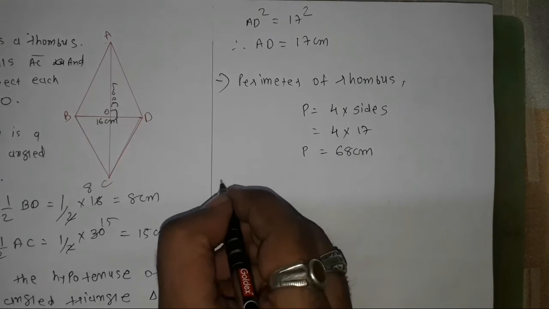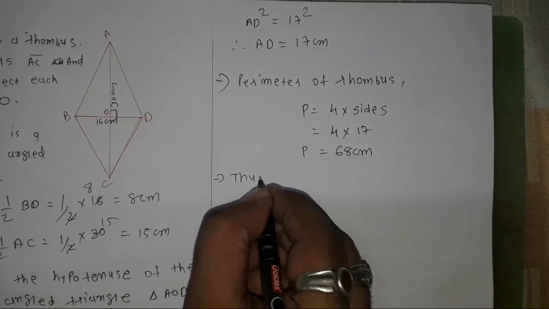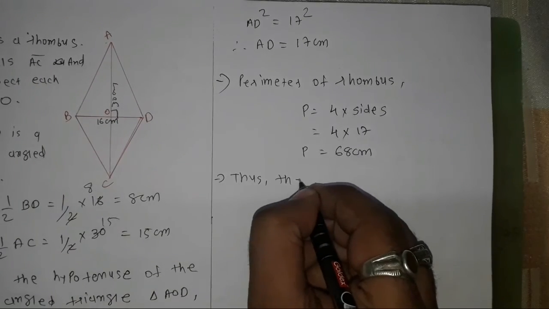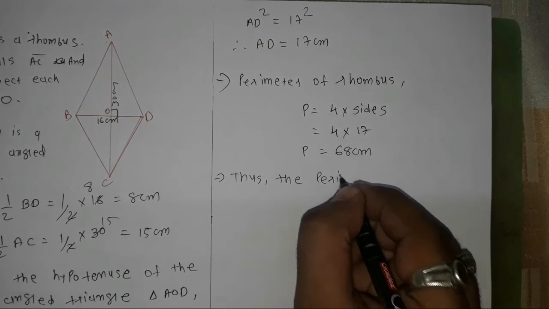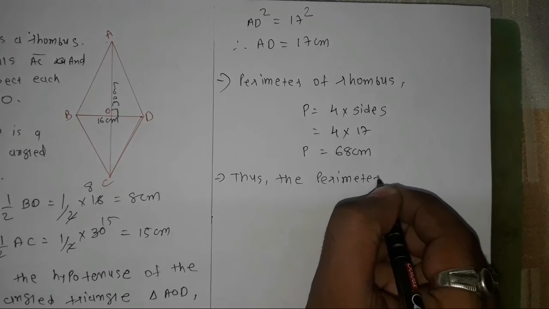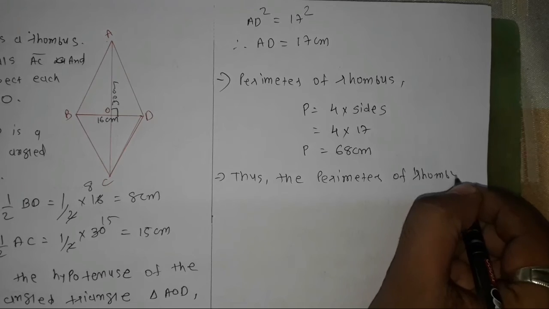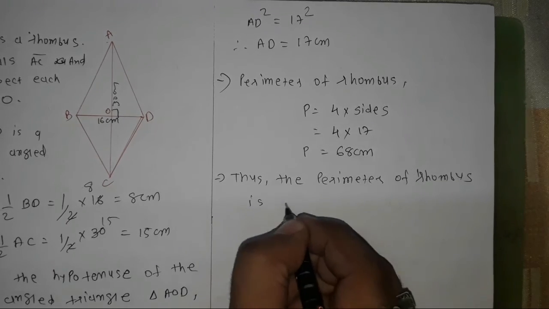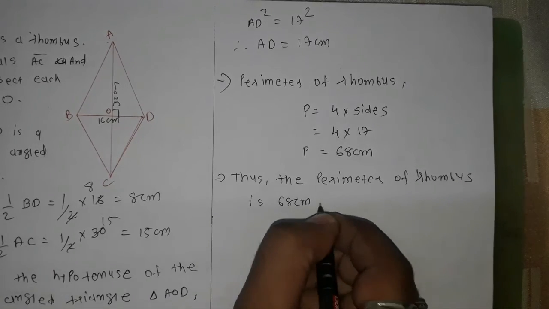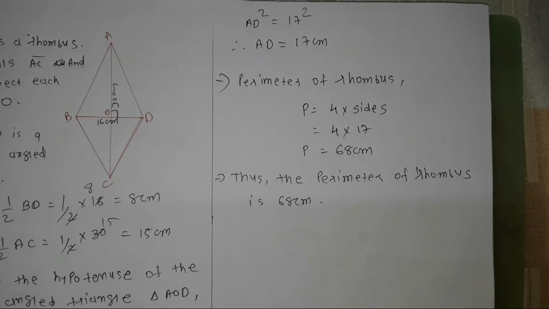So here we can write at last, thus the perimeter of the rhombus is 68 centimeter. So here we are completing this question.